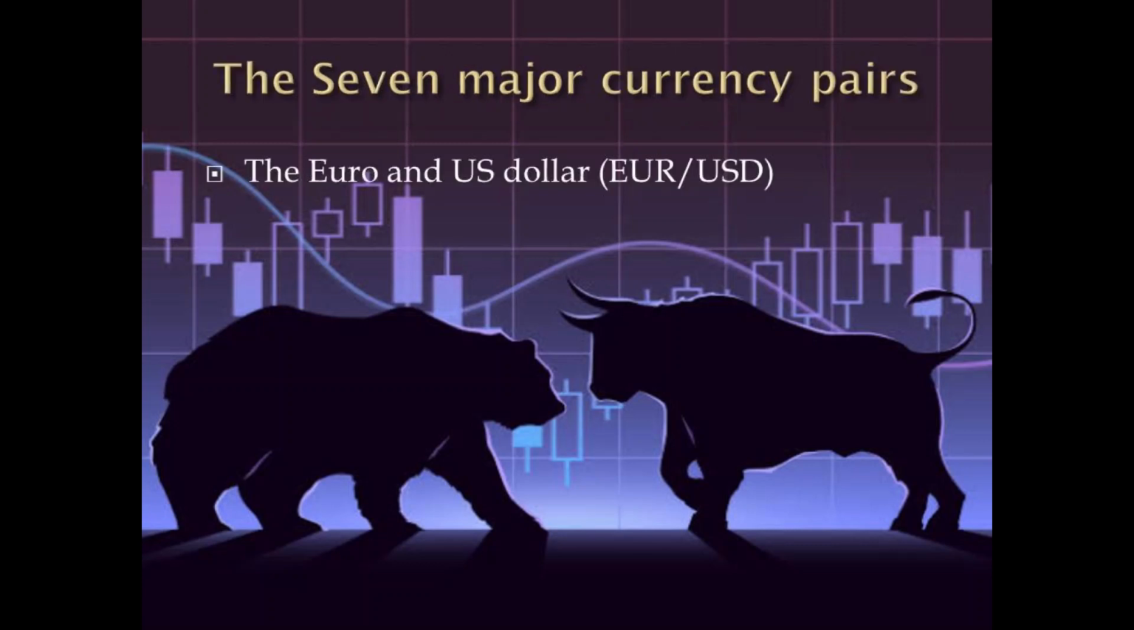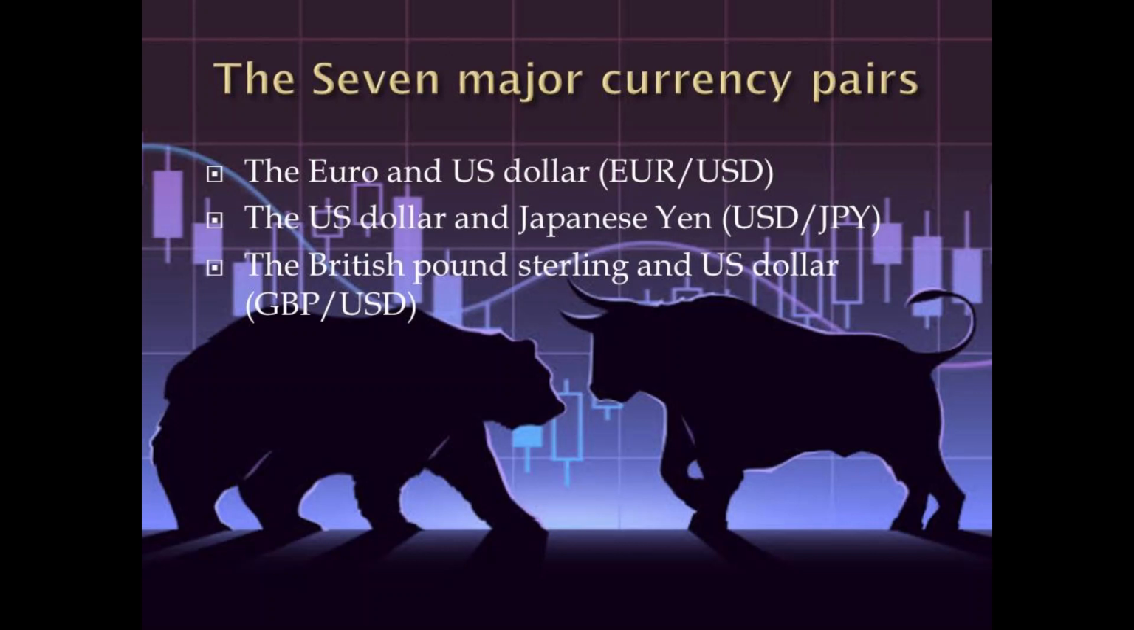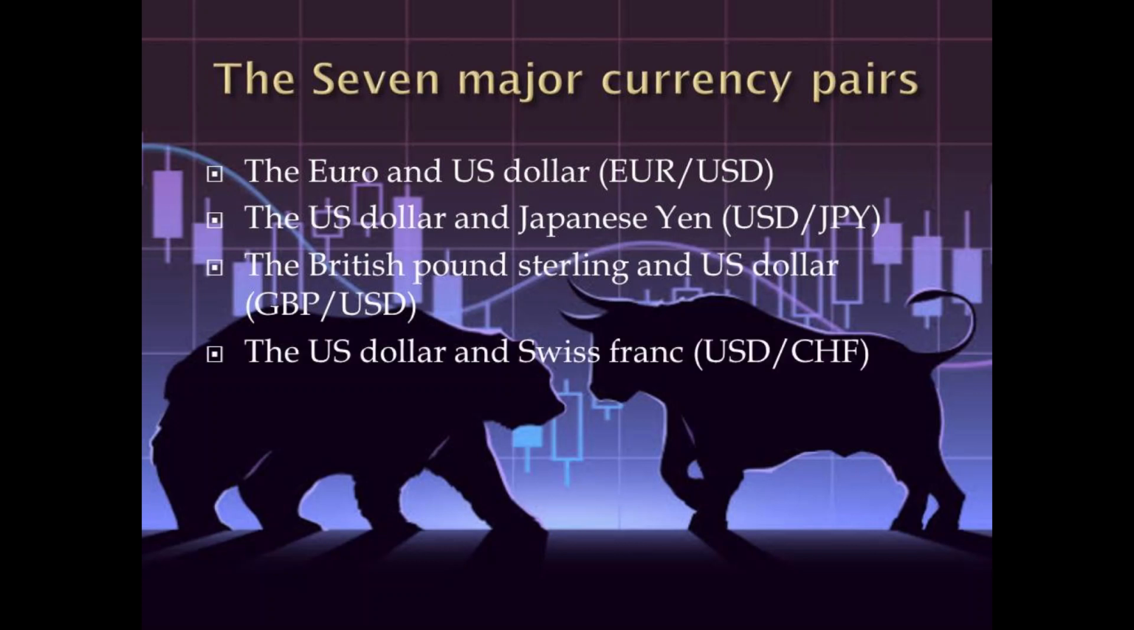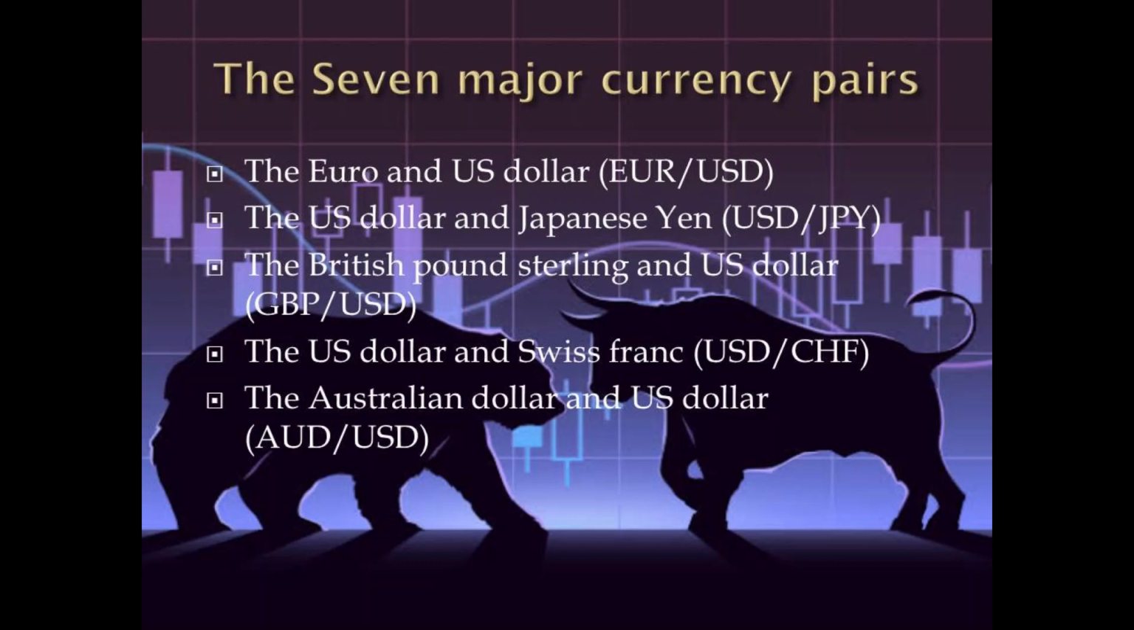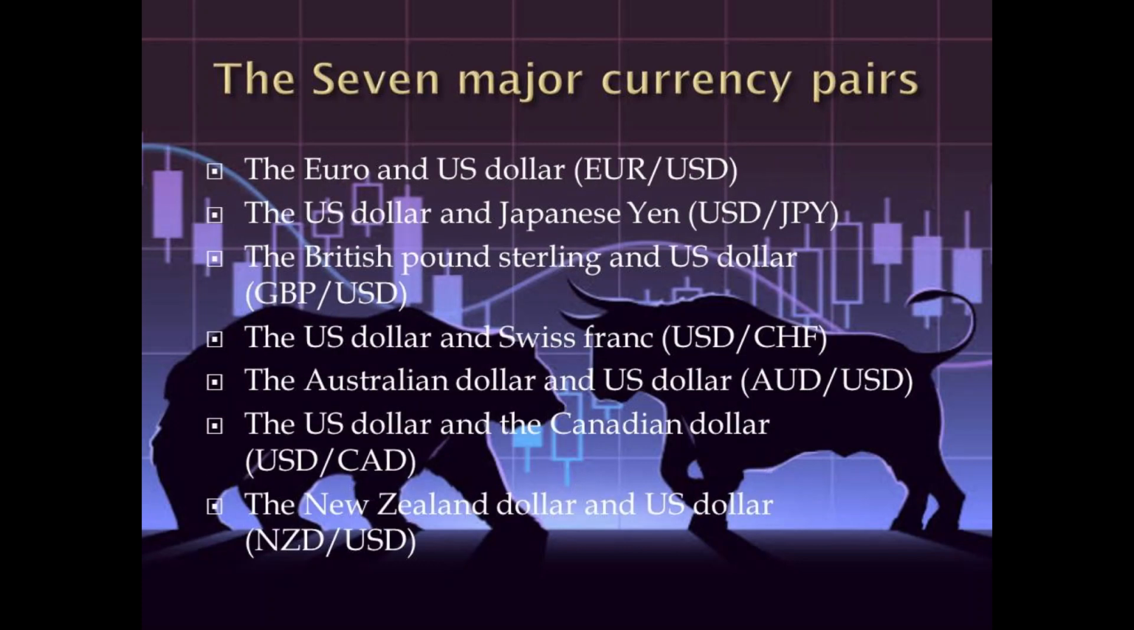So, the 7 major currency pairs. The first one is the euro and the US dollar. They do not necessarily follow any order, but let's just mention them. We have the euro and the US dollar, the US dollar and the Japanese yen, the British pound sterling and the US dollar, the US dollar and the Swiss franc, the Australian dollar and the US dollar, which I normally trade with, and the US dollar and the Canadian dollar. We have others as well, but I'll mention them later.